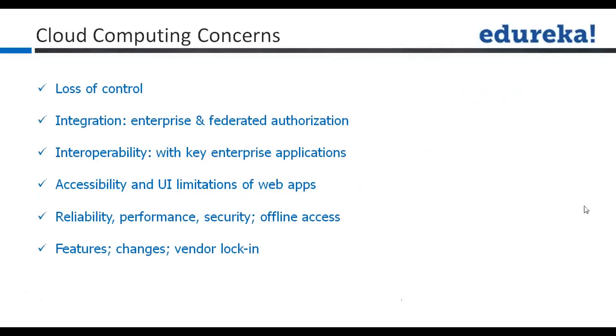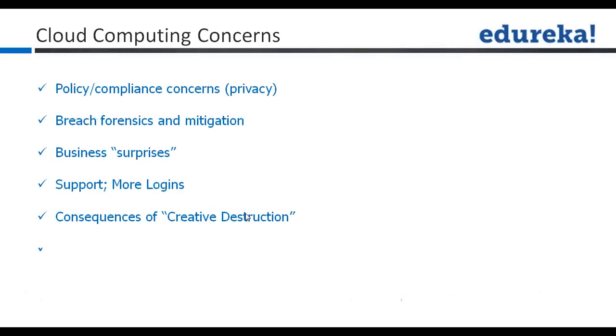And the concerns they have would be loss of control. They don't see the control, like we saw the distribution of control. Then integration: how does my enterprise or federated authorization work, how can associates from my organization access the cloud, or how would they be authorized, how would my legacy system be able to interface with the cloud applications. Interoperability: if I want to move from one cloud to another cloud, how can I do that? Accessibility: how can I access the applications over there, would it work with all UIs? Performance, reliability, security.